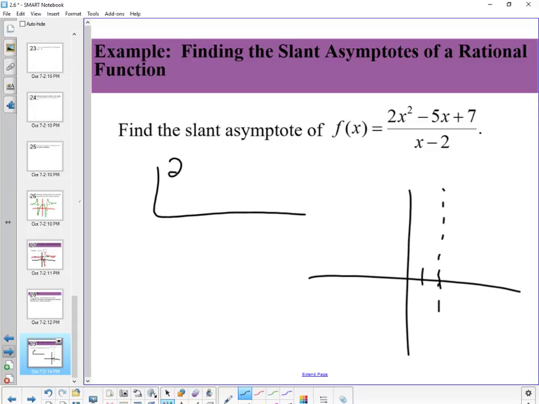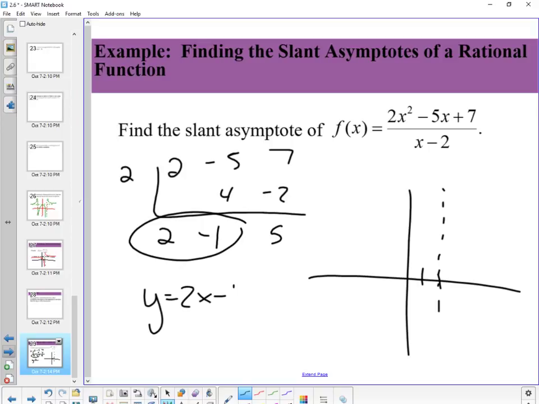So we've got 2, -5, 7. We'd have a 2 here. That's 2, 4, -1, -2. Did that even work? No. Because that would give me 5. So, here's what I want to get out of there. It should be that piece: y equals 2x minus 1. I'm going to verify that real quick.